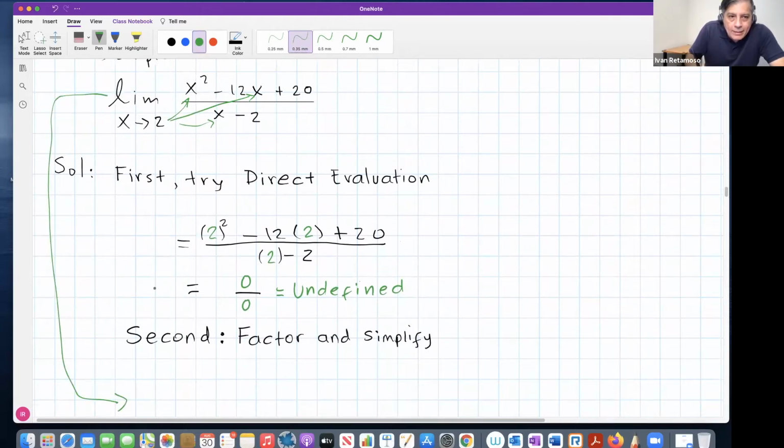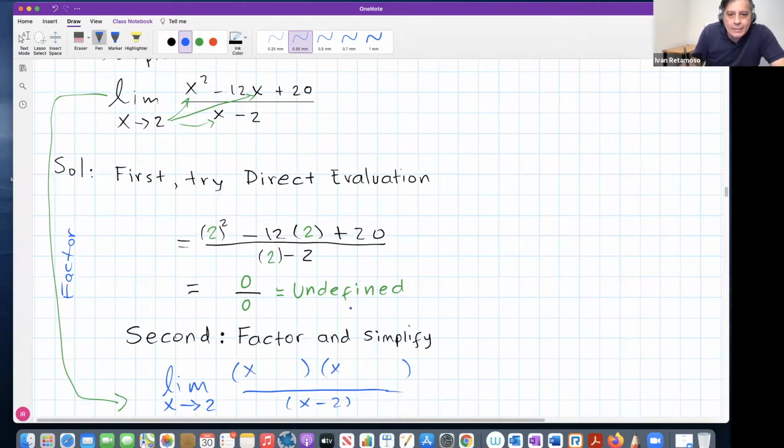If we factor and simplify, it turns out to be just the following. I will show you. Limit as x approaches 2 of, factoring: this is already factored, x minus 2, but on the top, I can factor this quadratic trinomial. I gotta look for two numbers whose product is 20 and whose sum is negative 12. After some trial and error, you will figure out that these numbers are 10 and 2. But since you want the sum to be negative, both must be negative.